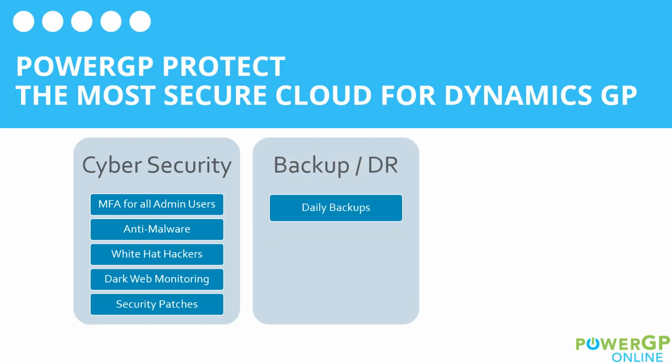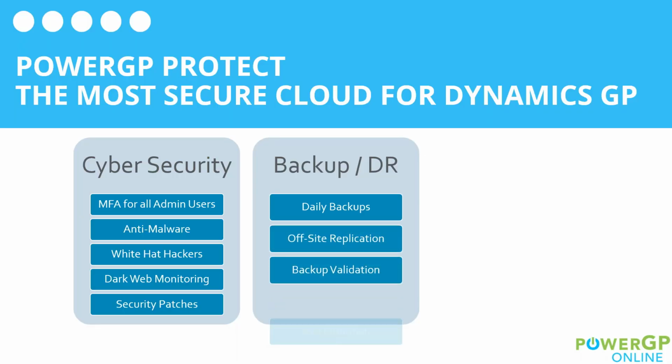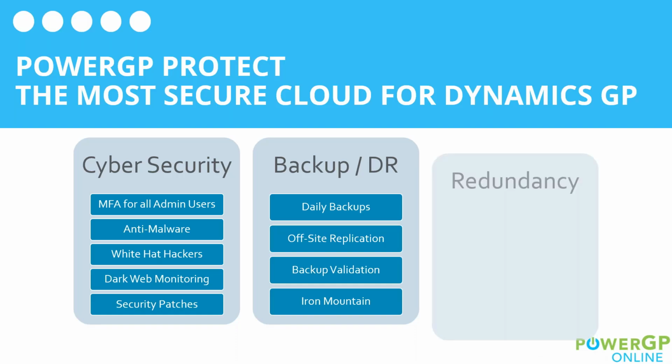We also have backup and disaster recovery plans. We do daily backups, and we take our backups off-site. We have backup validation we do on a regular basis to make sure those backups are good and accessible and ready to run. And then Iron Mountain is our cloud. That is a private cloud that we use so that we know we have more control over it, and they have all of their own security provisions as well.